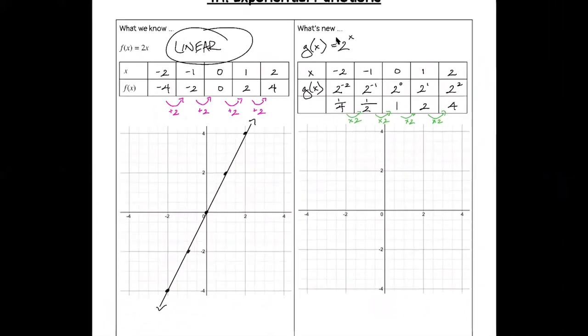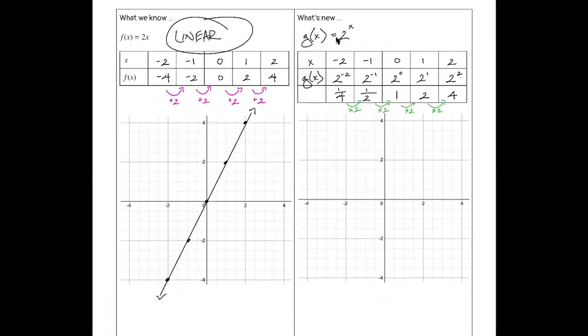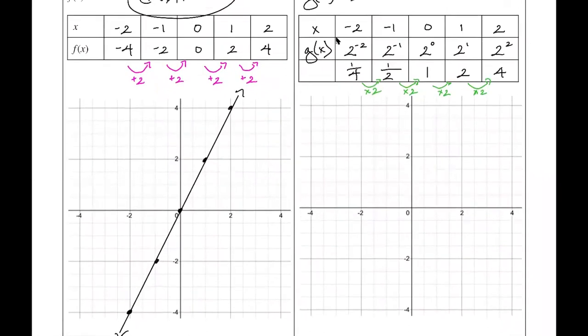Let's go ahead and graph this, all right? So I'm gonna zoom in a little bit. We're gonna plug in the first point. We could do 2, 4. We could do 1, 2, 0, 1, -1, 1/2, and -2, 1/4. Okay. So from seeing those 5 points, we should notice that it's definitely not a line.